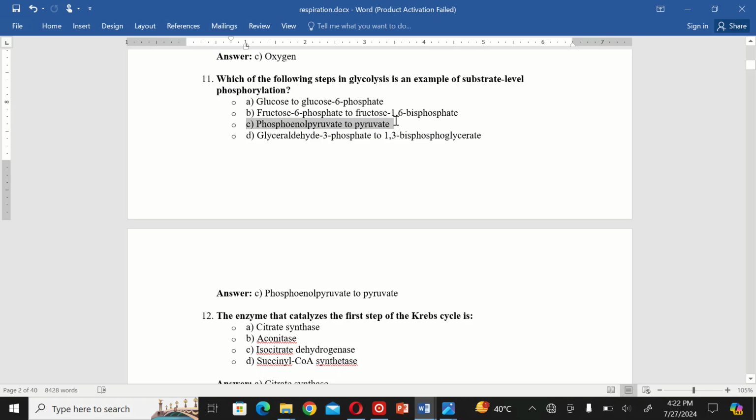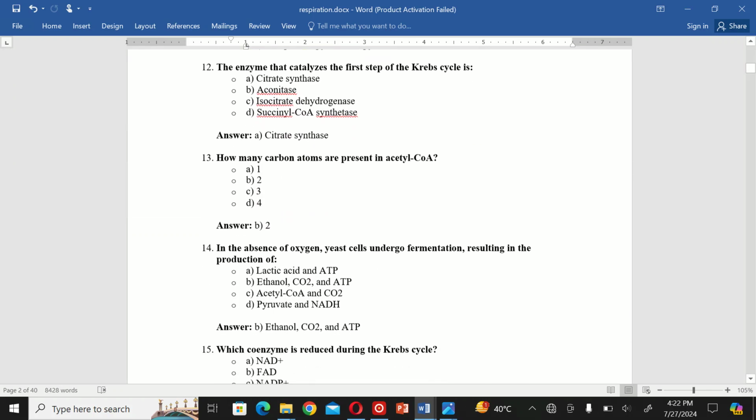C. The next MCQ says: the enzyme that catalyzes the first step of the Krebs cycle is A. Citrate synthase, B. Aconitase, C. Isocitrate dehydrogenase, and D. Succinyl coenzyme A synthetase. So the correct option is A.